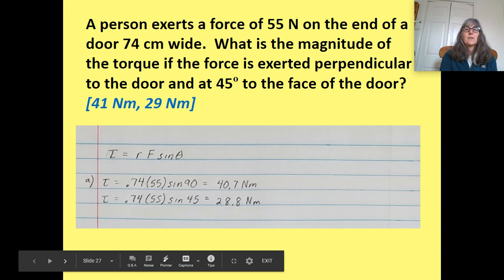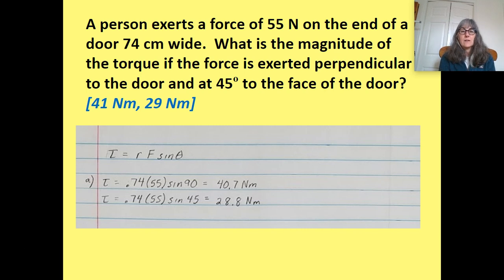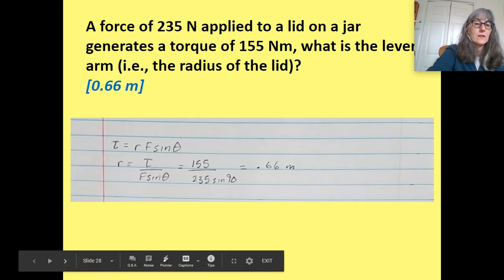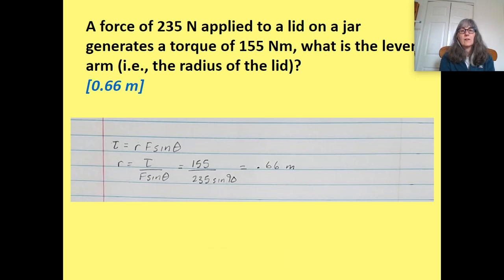Another example, here you're figuring out what the torque would be if we change the angles. And you can look through those examples in a little bit. Here we're solving that torque equation for R, figuring out what the radius of the lid would be if we apply 235 newtons of force and get a torque of 155 newton meters.